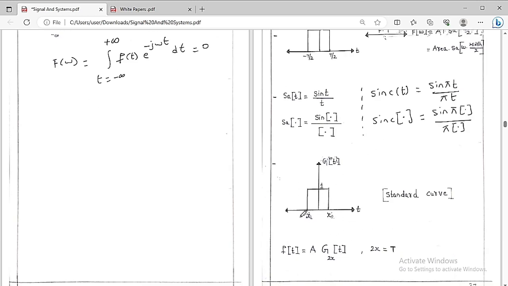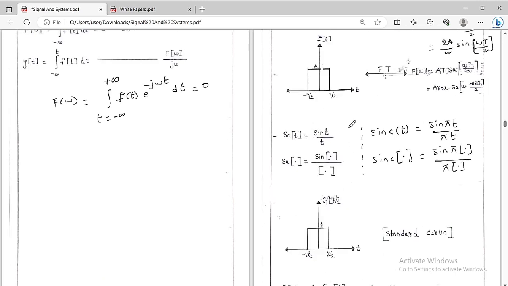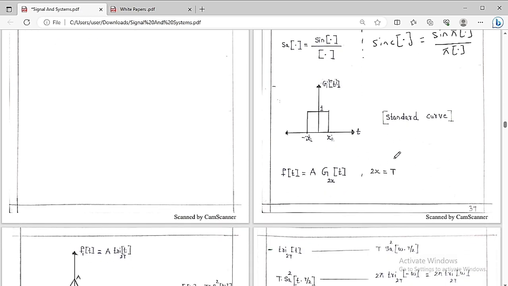So this is a standard curve. These things you always have to keep in mind. Therefore we can say f of t is equal to a into g 2x of t. This width and this width should be the same. So this 2x is equal to this width, so 2x is equal to t. These things you always have to keep in your mind.